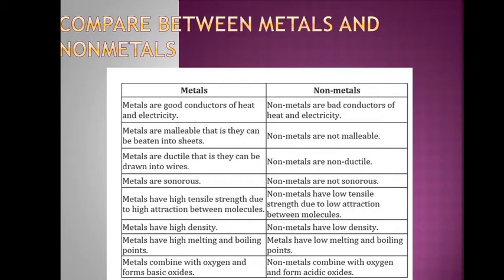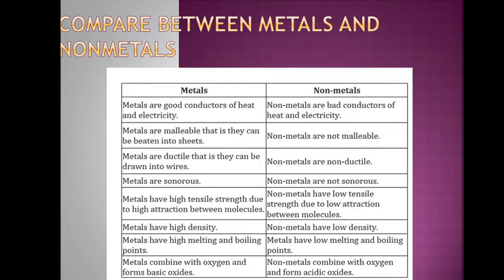Metals have high tensile strength due to high attraction between the molecules. So high tensile strength means it has high attraction between the molecules. There's a good high attraction force between the molecules. So this means it has high tensile strength, can withstand a lot of strength. Non-metals have low tensile strength due to the low forces of attraction between the molecules. So this means it can easily break, while in metals it's hard to break.